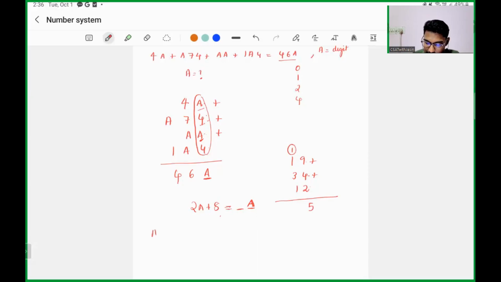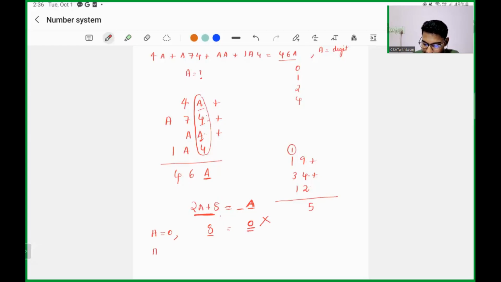Now let's say A is equal to 0. If you put A equal to 0 here, you get 2 into 0 plus 8, which is 8. But here you are getting 0, because I am substituting 0 for A. This is not the same, so this will be wrong.